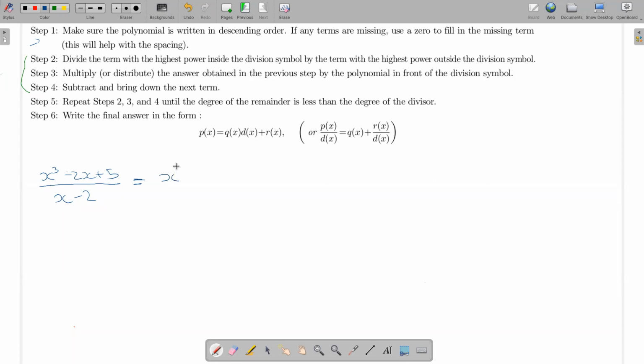So here again I set up the first step. Make sure the polynomial is written in descending order. If any terms are missing, use a 0 to fill in the missing term. first step මෙතන කියන්නේ polynomial එක අඩු වෙන විදිහට මේක ලියන්න මොනවා හරි term එකක් missing නම් 0 එකක් දාන්න කියලා.